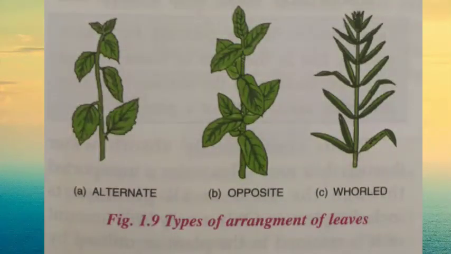The first arrangement is alternate. Only one leaf arises from each node in this type of arrangement, and the next leaf arises from the next successive node. The second type of arrangement is opposite. In plants like jasmine and guava, two leaves arise at each node on opposite sides of each other. That is why this arrangement is known as opposite arrangement. The third one is the whorled arrangement. More than two leaves are attached at each node, arranged in a whorl.